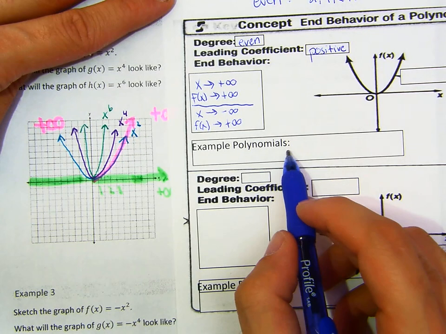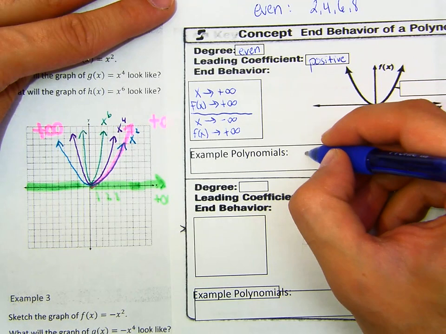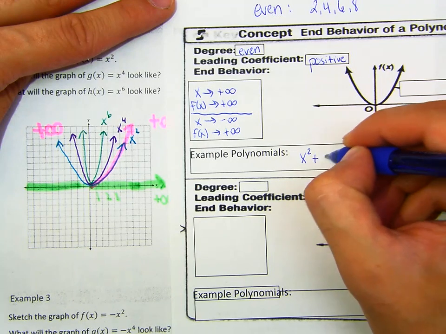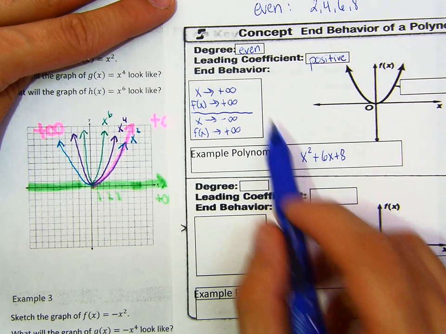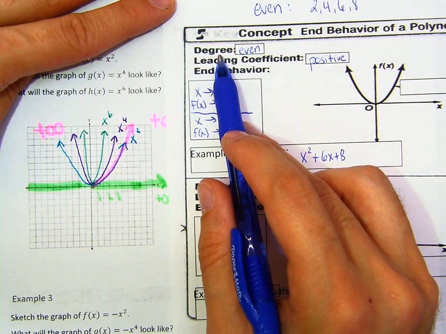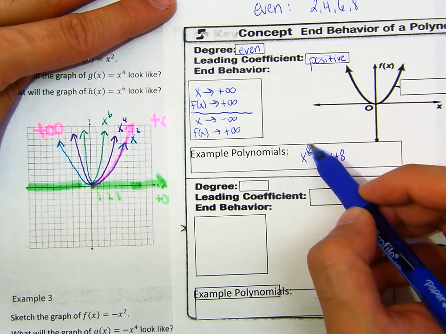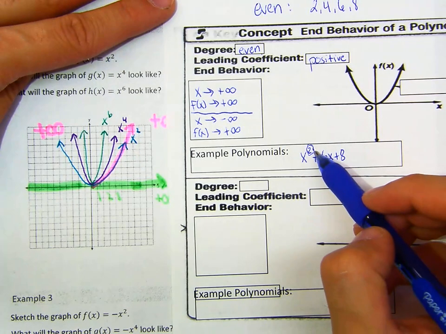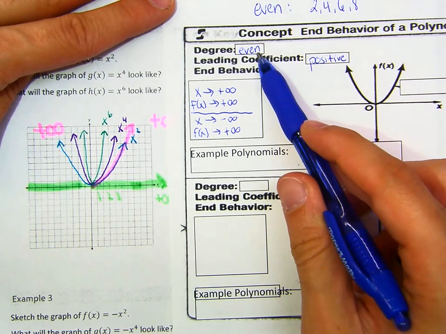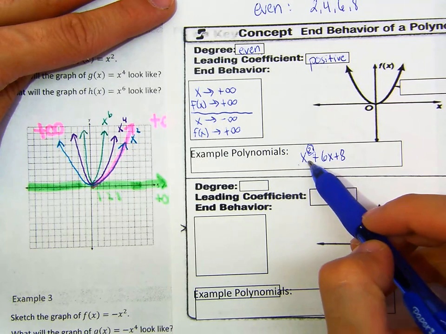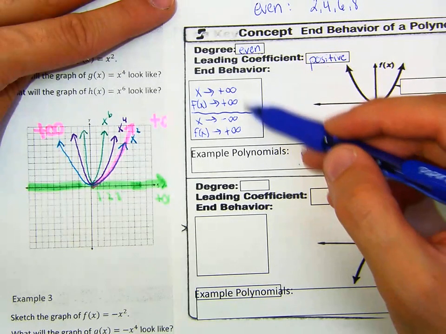And what are other examples of polynomials that do that? If you graph, for example, x squared plus 6x plus 8, notice that the degree, you have to think about the definition. The degree of this polynomial is even. The leading coefficient is positive. If you have an even degree and a positive leading coefficient, your graph is going to look like this, and it's going to have this end behavior.